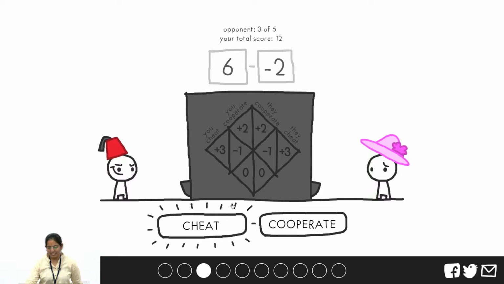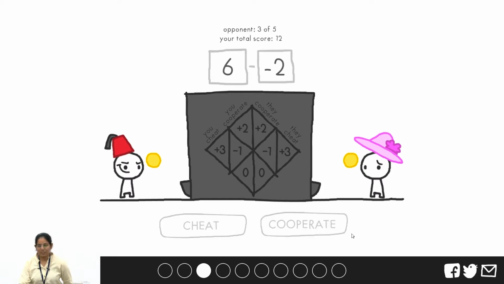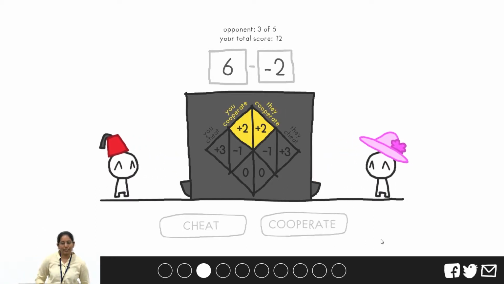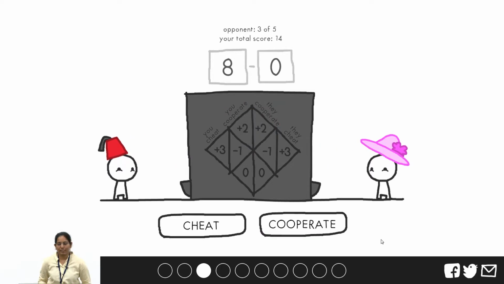Cooperate. Okay. It's like faith in humanity is slowly being restored. You cooperate, and she continued to cooperate in spite of the fact that you cheated twice. How do you want to continue? Cheat. It's interesting. Why do you want to cheat at this point?